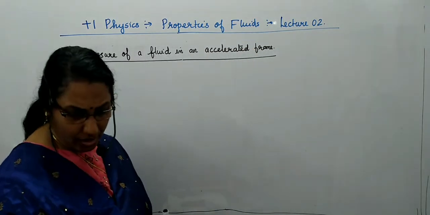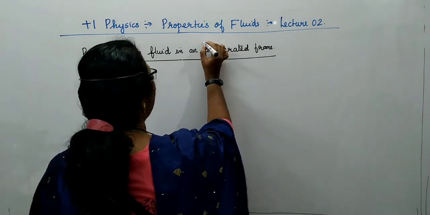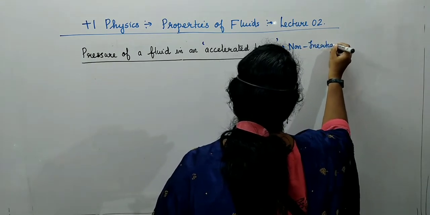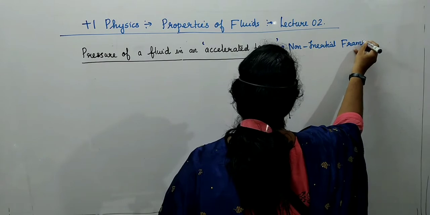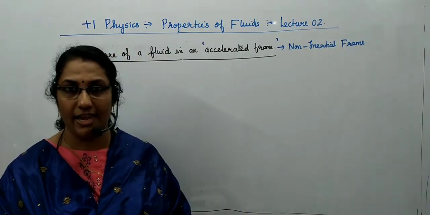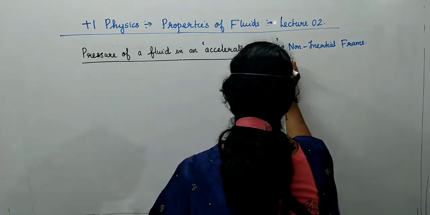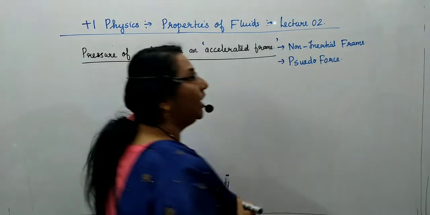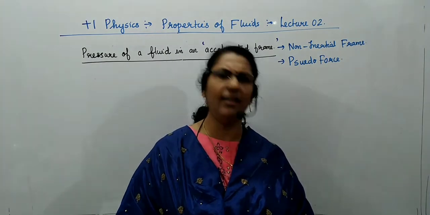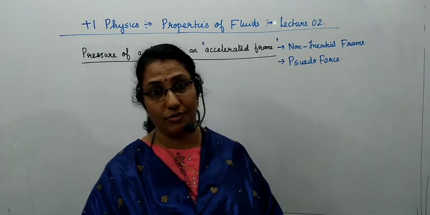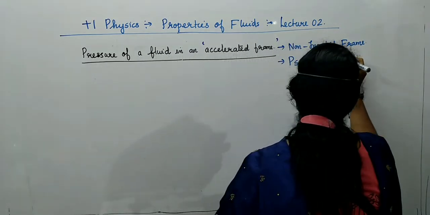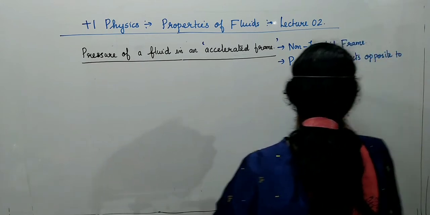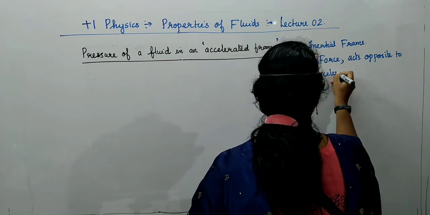So let us start. What is the speciality of this accelerated frame? An accelerated frame is commonly called a non-inertial frame. And in any non-inertial frame, there comes a pseudo force, which you have studied in your laws of motion. For any accelerated frame, there is a pseudo force, and this pseudo force always acts opposite to the acceleration of frame.